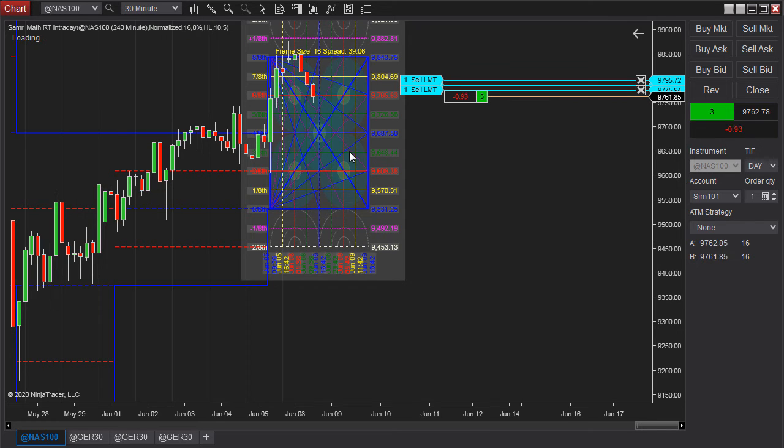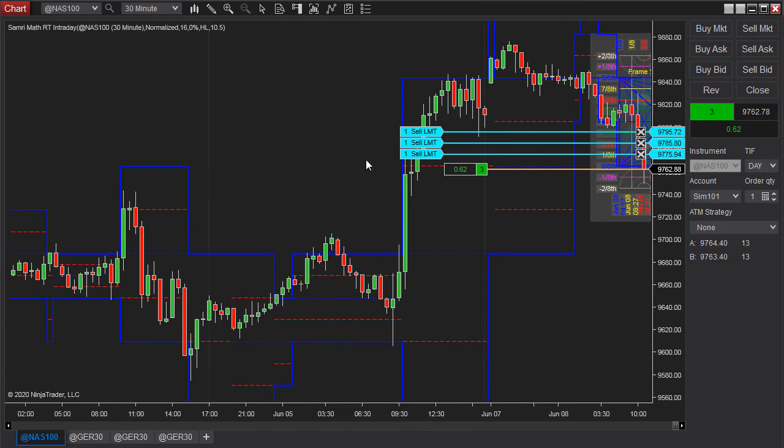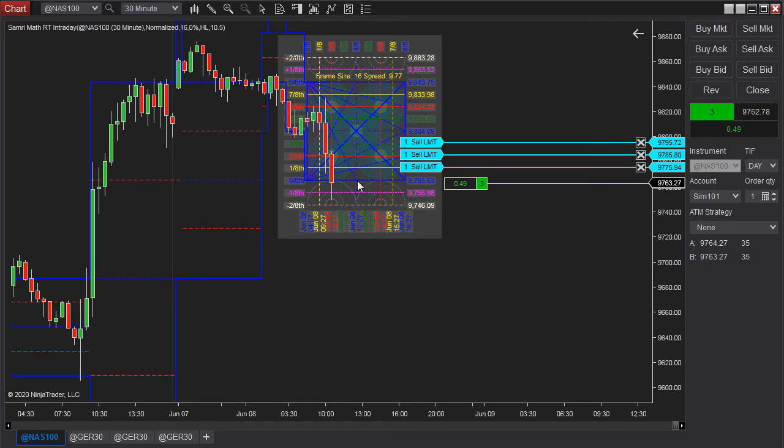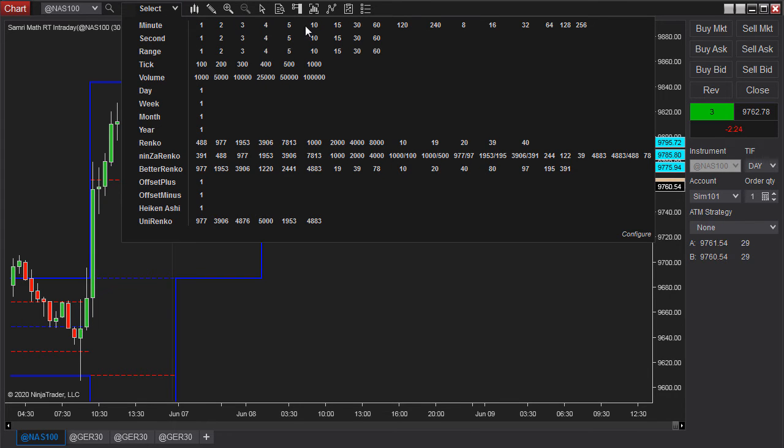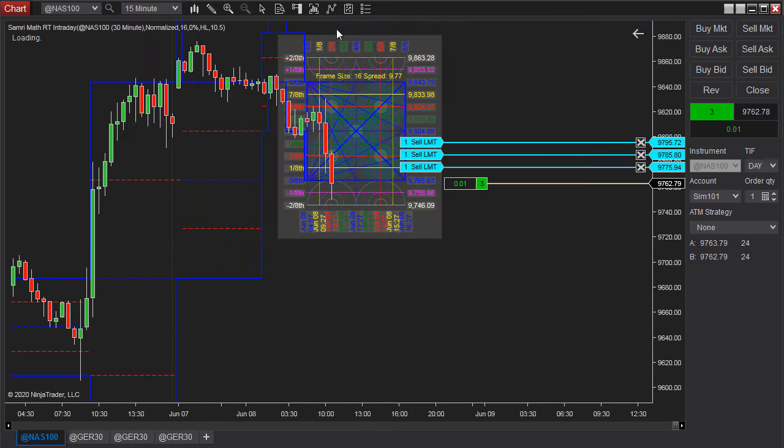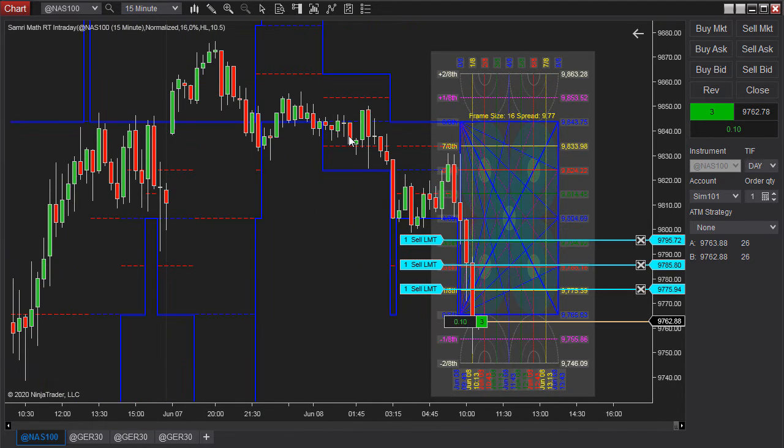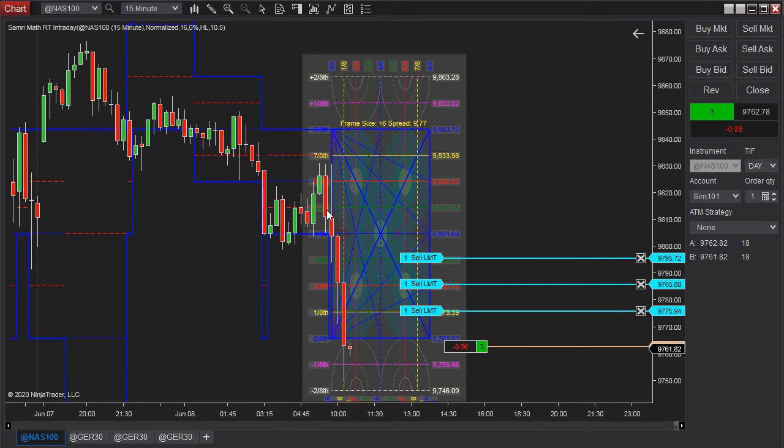Just out of curiosity, what does 30 minutes look like? Yeah, 30 minutes was also saying buy the 9765 on the 16 frame, of course. Let's go back to 15 minute. Alright, a new candle is beginning to build on the 15 minute.